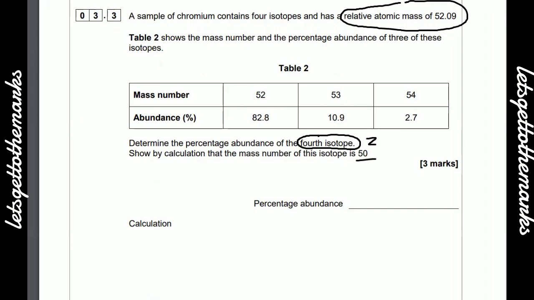I'm labeling it Z for algebraic purposes. Show by calculation the mass number of this isotope is 50. So you've got to recall the equation for working out relative atomic mass, and that is that the RAM is equal to the sum of the mass number times the abundance for each isotope. So we need to times the mass by the abundance for each isotope, then divide by the total abundance. In this case, that's going to be 100 because we're using percentages, and that's going to give us the RAM.